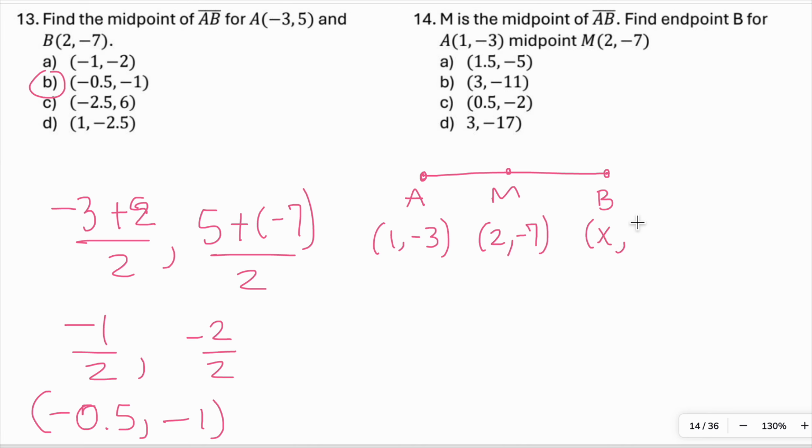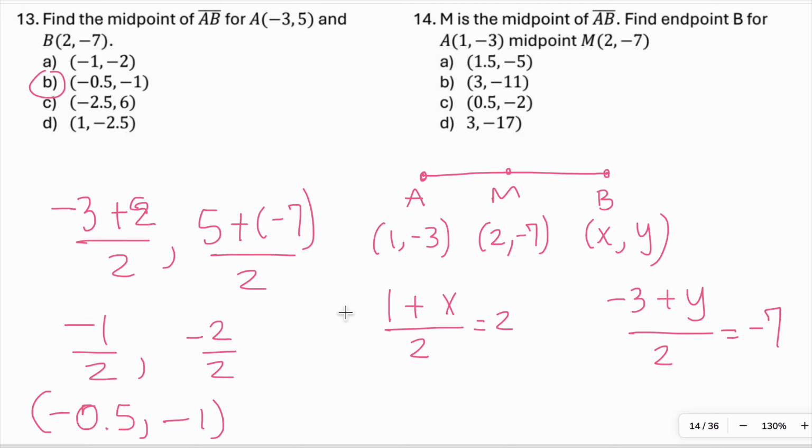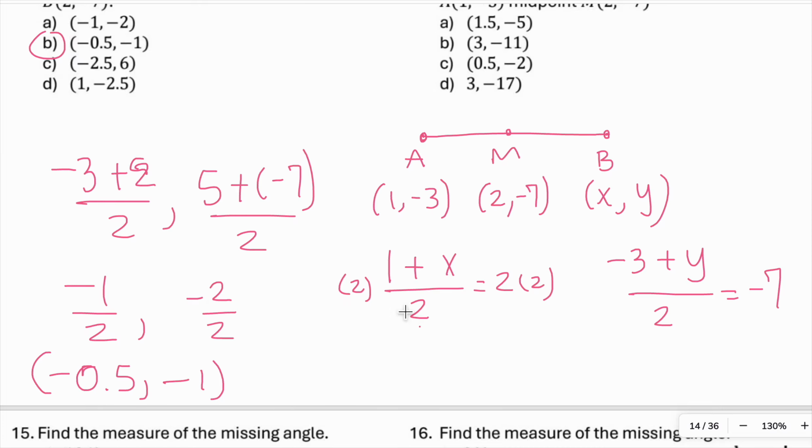We don't know the other endpoint's x and y. One thing you can do is plug it into the midpoint formula. So I know x1 plus x2, so (1 plus x) divided by 2 is going to be equal to 2. And then y1 plus my other y value divided by 2 is going to give me -7. So I can solve for x and y here. That means I'm multiplying by 2 for both sides to get 1 plus x is equal to 4. So x has to be equal to 3.